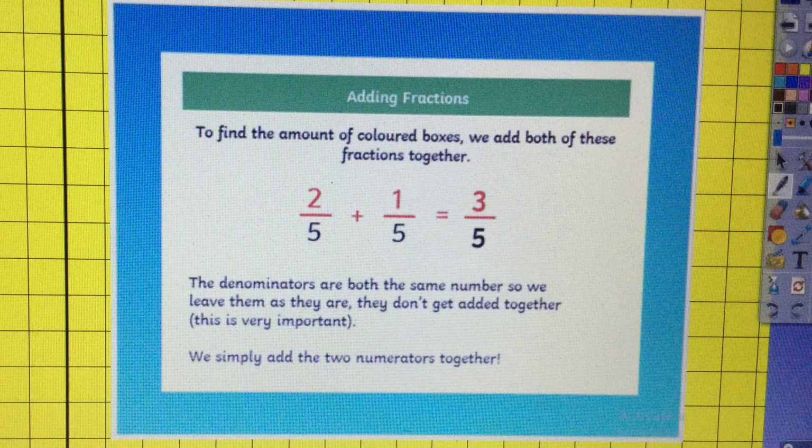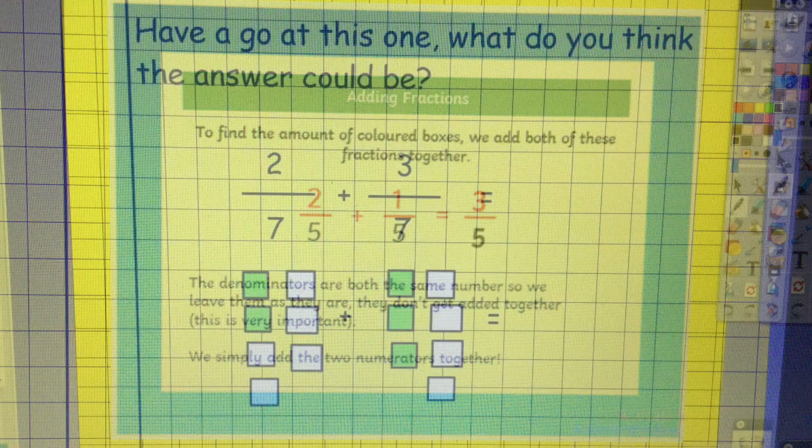So now we have our 2 fractions. We have 2/5 plus 1/5 is 3/5. The denominators are both the same, so we leave them as they are. They do not get added together. This is really, really important. When we're adding fractions that both have the same denominator, you are only adding the numerator. You are only adding the top numbers together, and you are leaving the bottom number the same. So 2/5 plus 1/5 is 3/5.